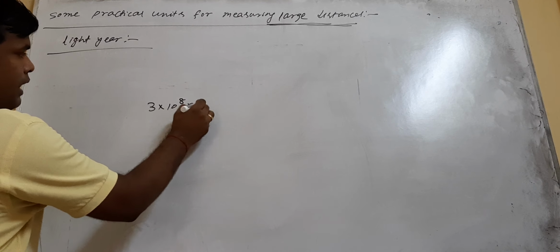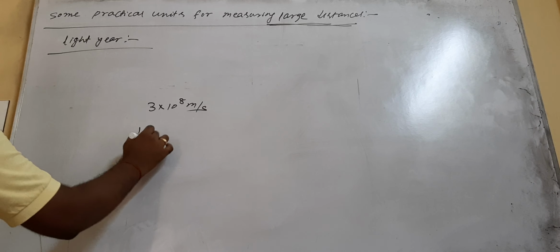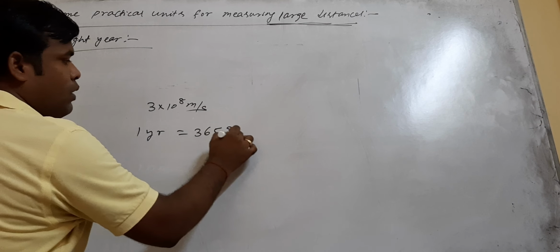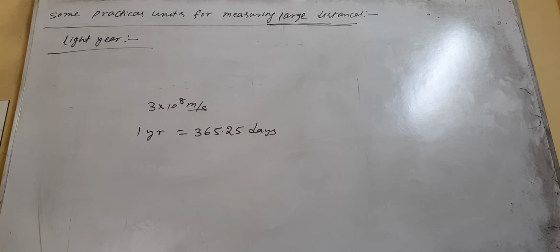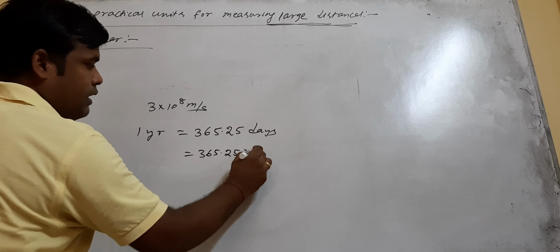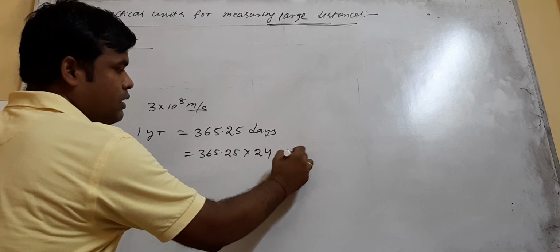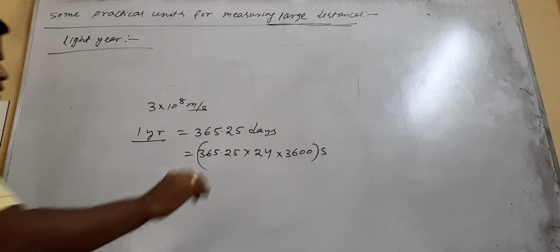You know, the light has the speed that is 3 into 10 to the power 8 meter per second in vacuum. In 1 year, that is 365.25 days. If you want to express in hour, then 365.25 into 24 hours. And 1 hour is 3600 seconds. So 1 year becomes this much of second.